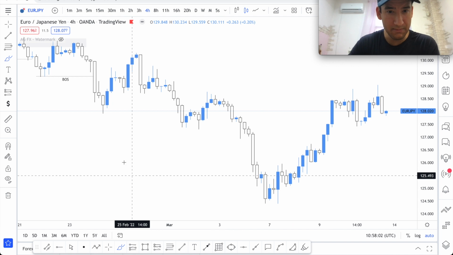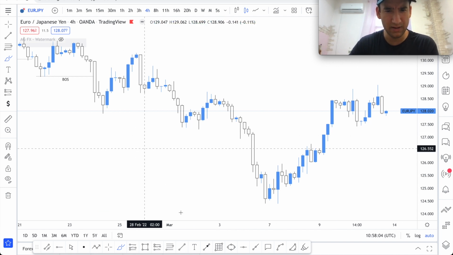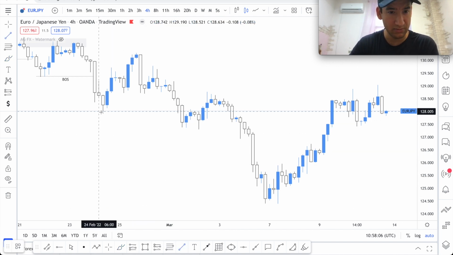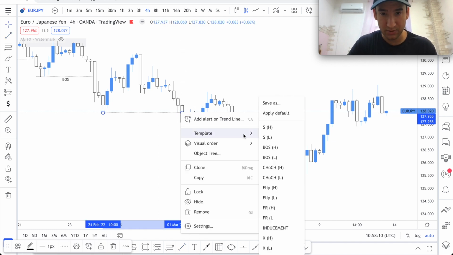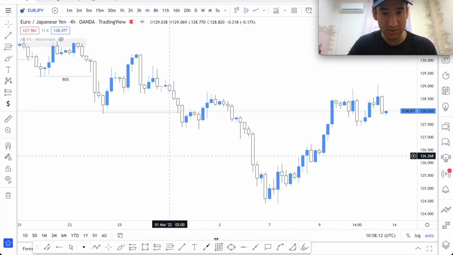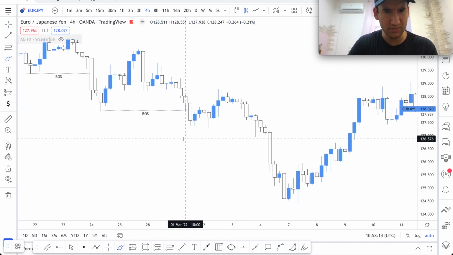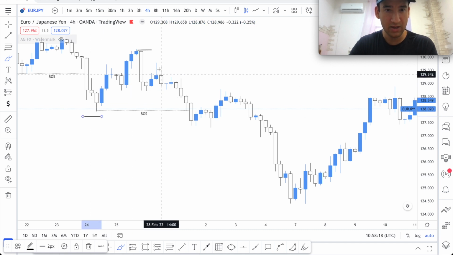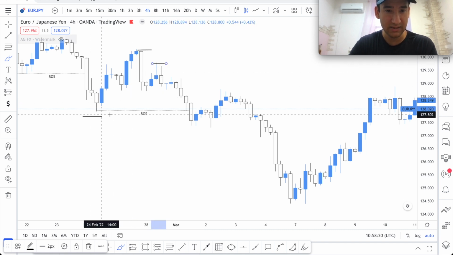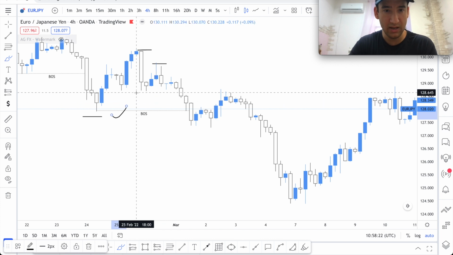Okay, another example here. Let's go to another bearish example, and we'll go to the bullish example as well. You can see there's a break of structure here. Let's zoom in here. You can see that this high didn't do anything to this low, right? You can see this high did something to this low right here.